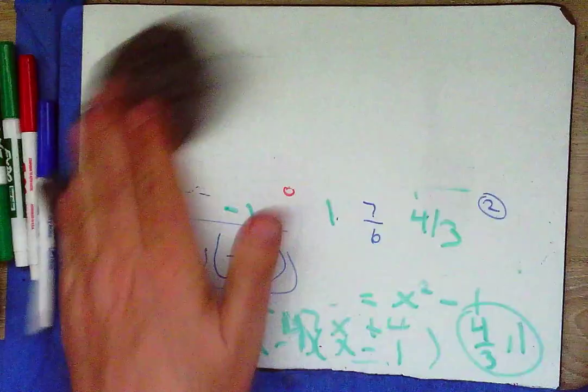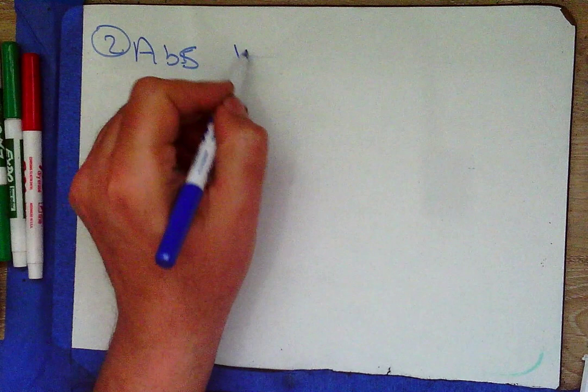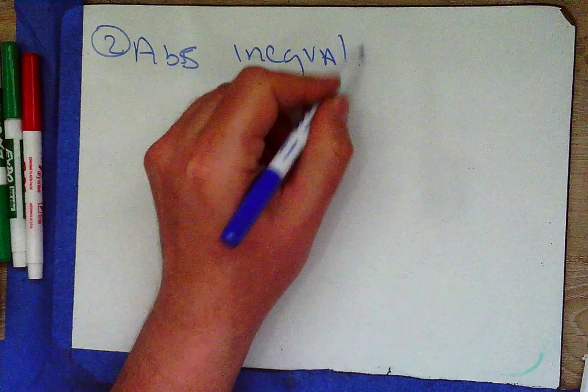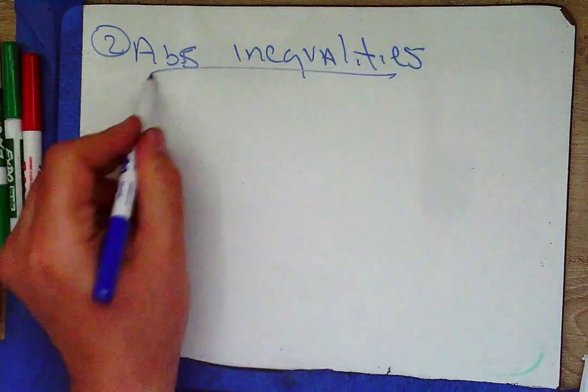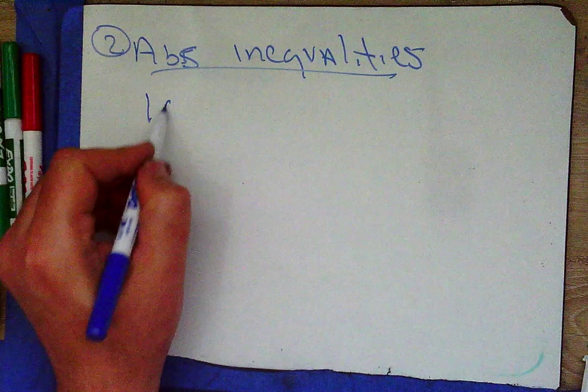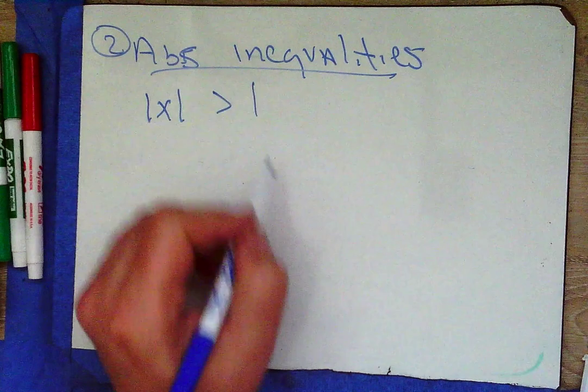You can do it. Our next type of inequality is absolute value inequality. Let's start off gently. Ooh, let's give it a title: absolute value inequalities. Okay, so our first problem, absolute value of x is greater than 1.